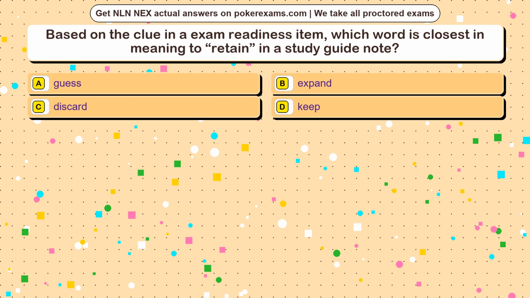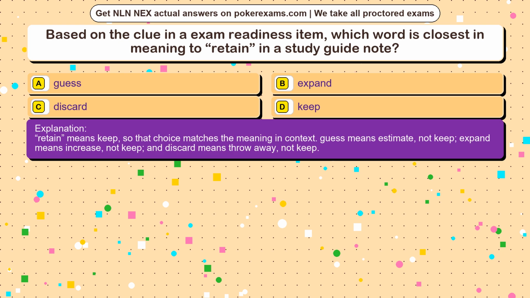The correct answer is option. Retain means keep, so that choice matches the meaning in context. Guess means estimate, not keep. Expand means increase, not keep. And discard means throw away, not keep.